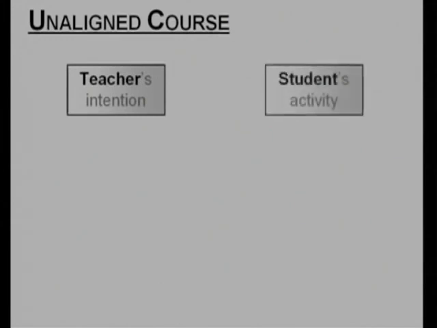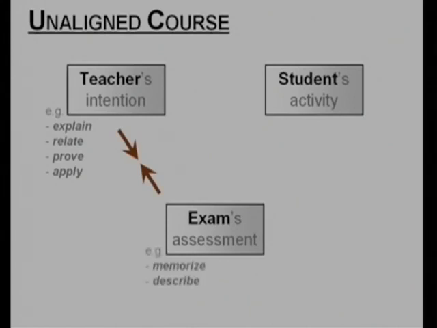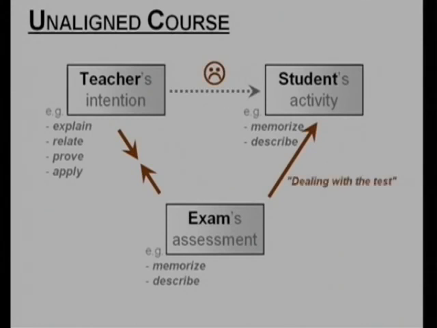Let's first have a look at an unaligned course. We have the teacher's intention, the student's activity, and the exam's assessment in play. The teacher has an intention. Let's suppose he wants the students to be able to explain, relate, prove, and apply. And now suppose the exam measures something else. For example, the ability to memorize and to describe. In this case, Robert will focus only on the skills required for the test, disregarding the teacher's intentions. This is called dealing with the test.